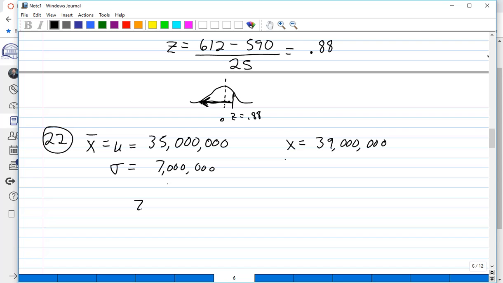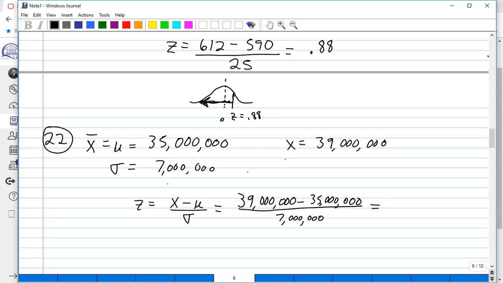So to find this z-score, I'll say x minus mu over sigma. So that's 39 million minus 35 million divided by 7 million.